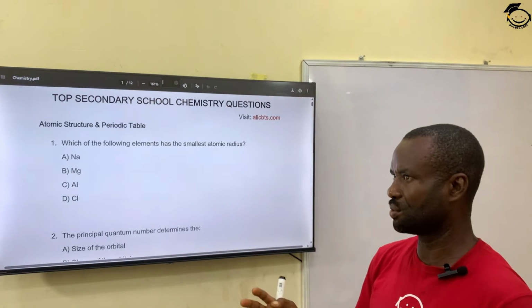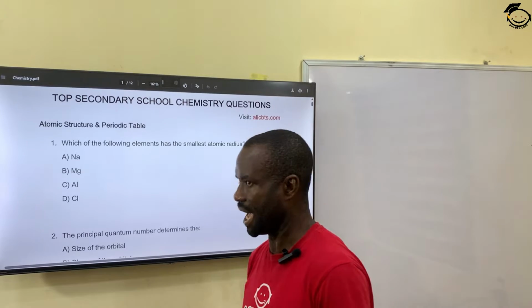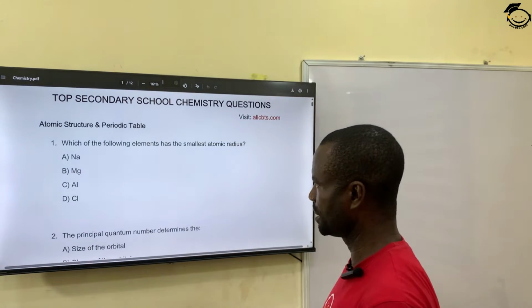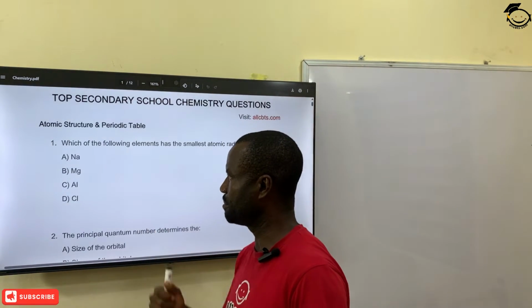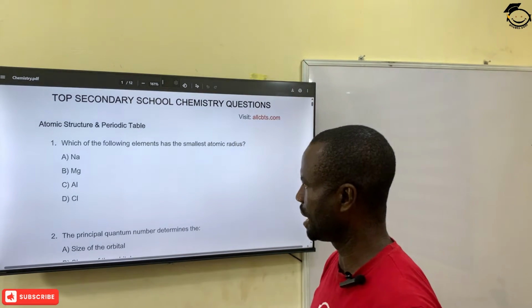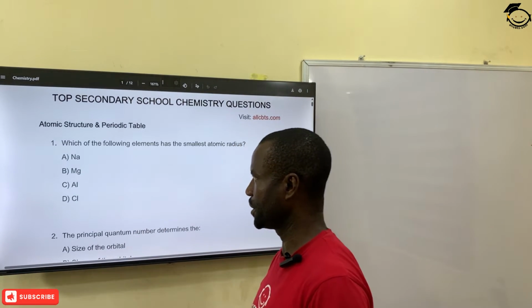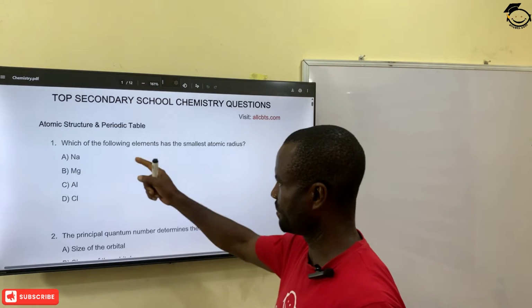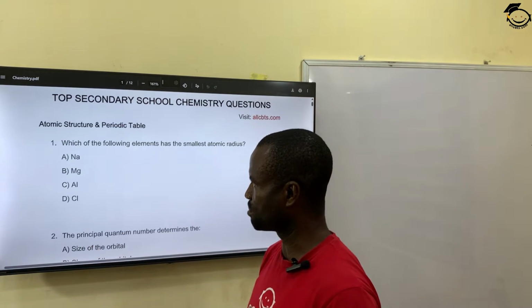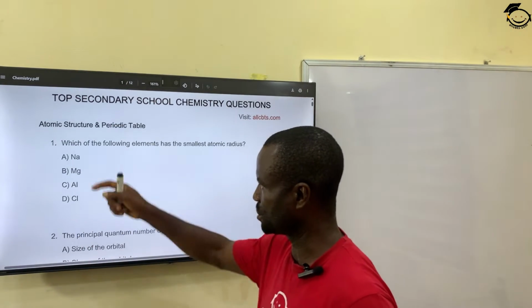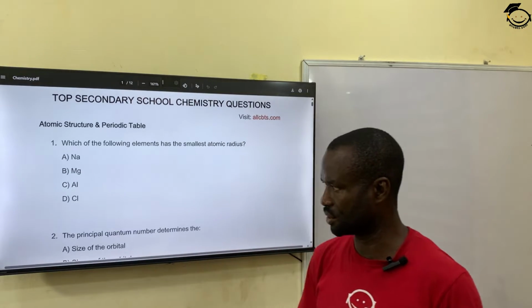Atomic radius has to do with the size of the atom, depending on the atomic number. A, sodium, B, magnesium, C, aluminium, and D, chlorine. The atom with the smallest atomic number here is sodium. So the correct answer is A, sodium.